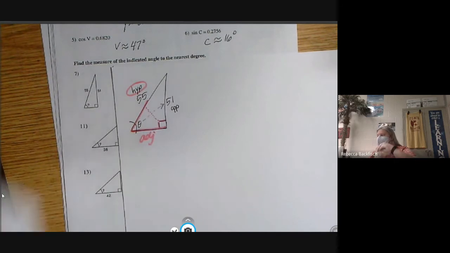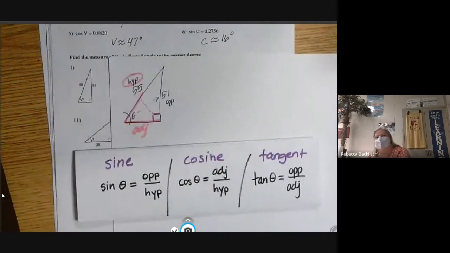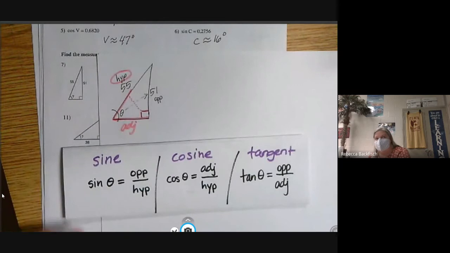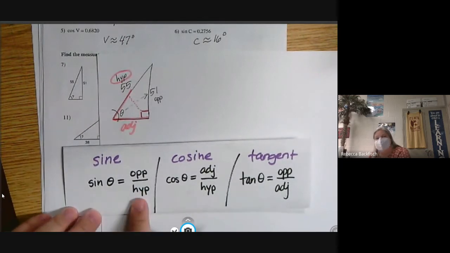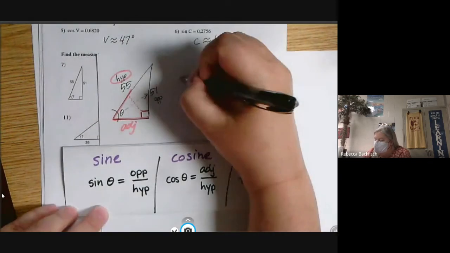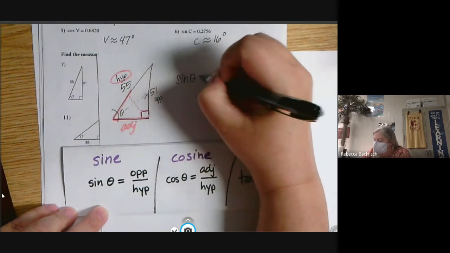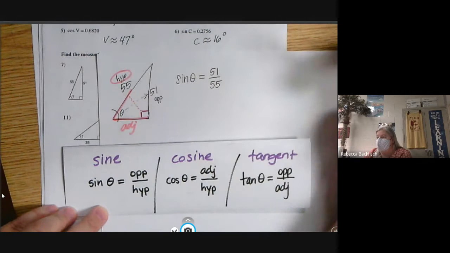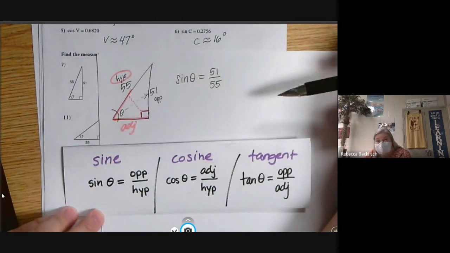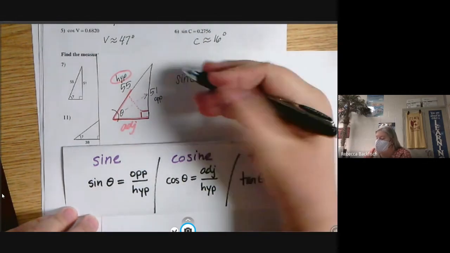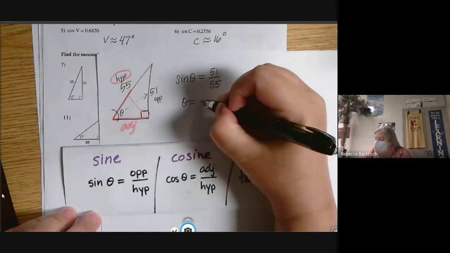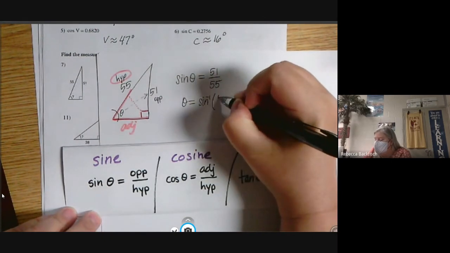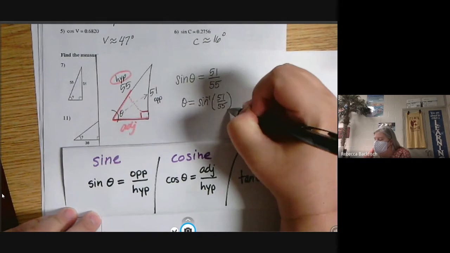Okay, so then we set up our equation using those same definitions. So I'm going to use sine because it's opposite and hypotenuse. So sine of my missing angle equals opposite over hypotenuse. This is where I have to recognize I'm trying to find the angle, so I'm going to do inverse. So in other words, my angle is just going to be equal to the inverse sine of 51 over 55.